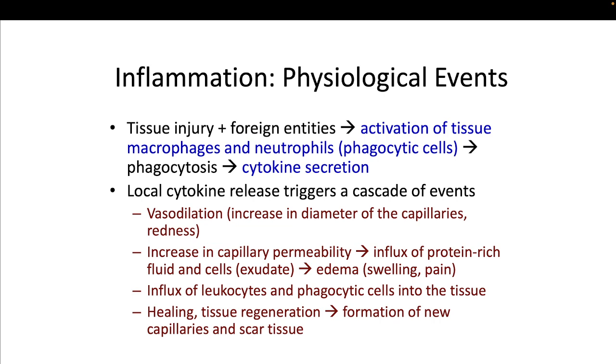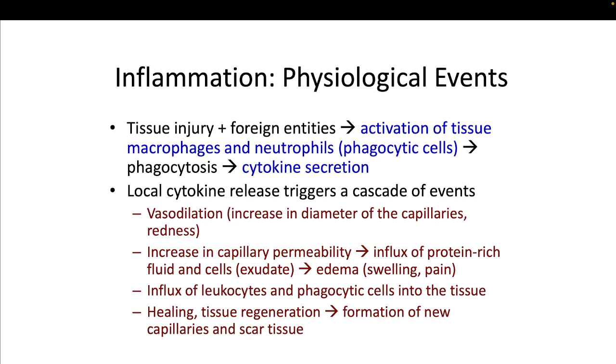Next, after vasodilation, it will also increase the capillary permeability. This will again bring in a lot of protein-rich fluid and cells. That leads to edema, which is nothing but swelling and pain at the site of injury, because a lot of cells and a lot of fluid is flowing into a very small area. That is why you see swelling and feel pain after an injury.